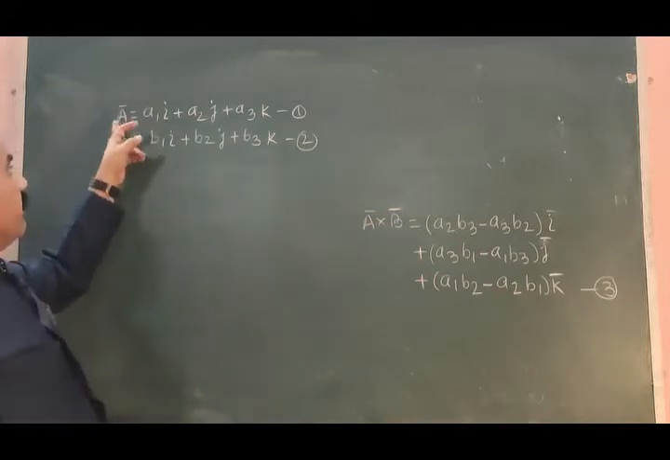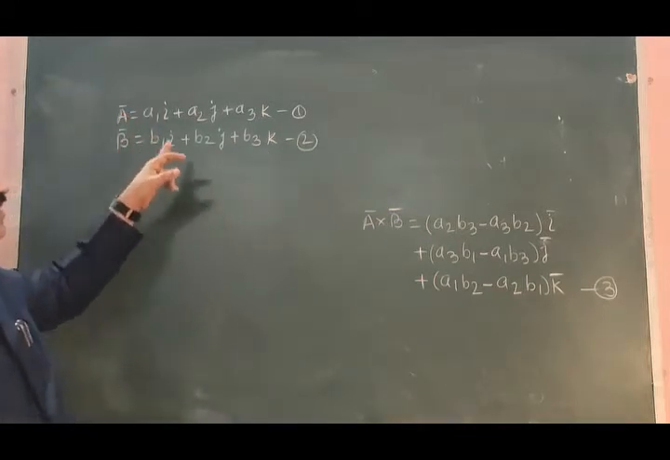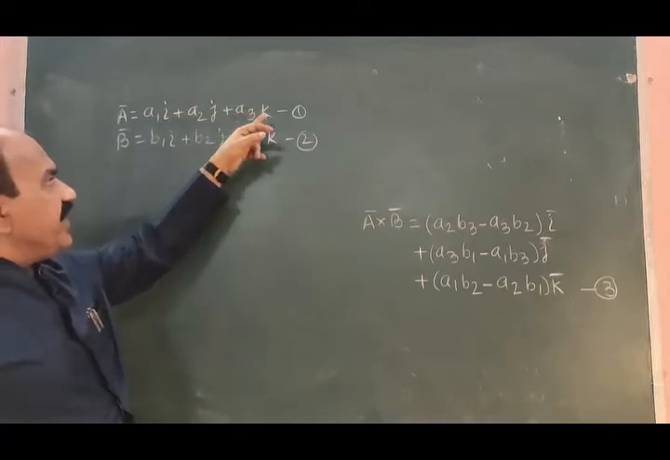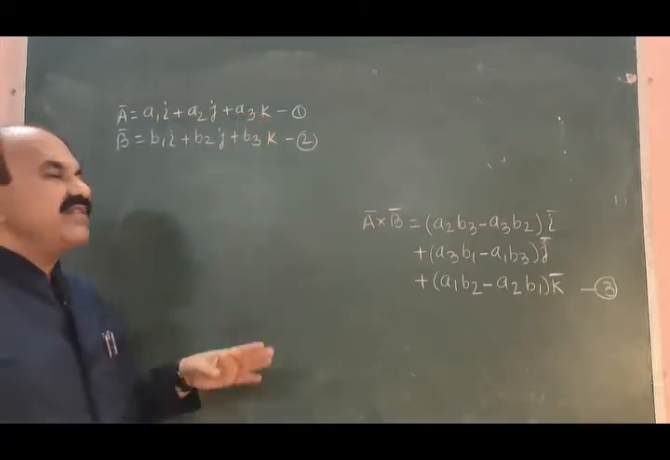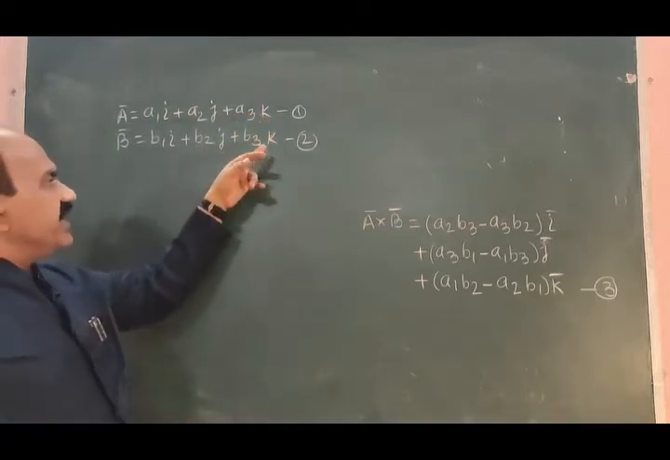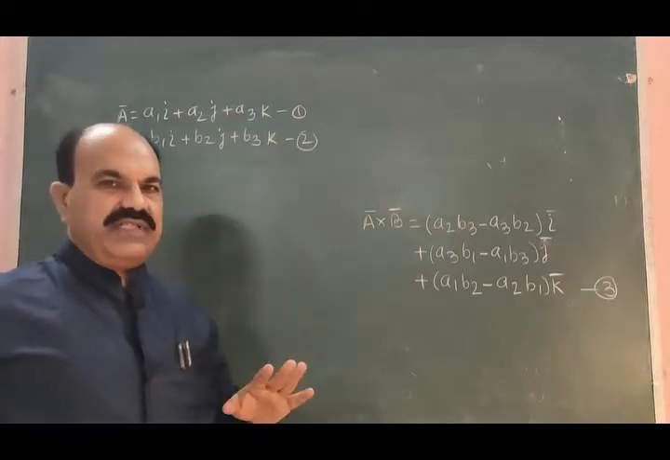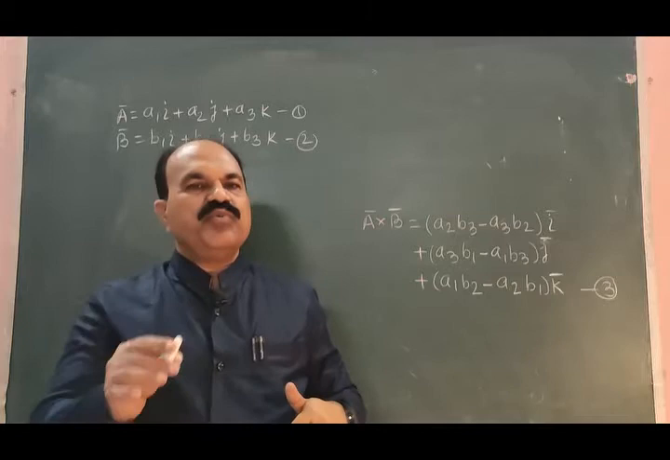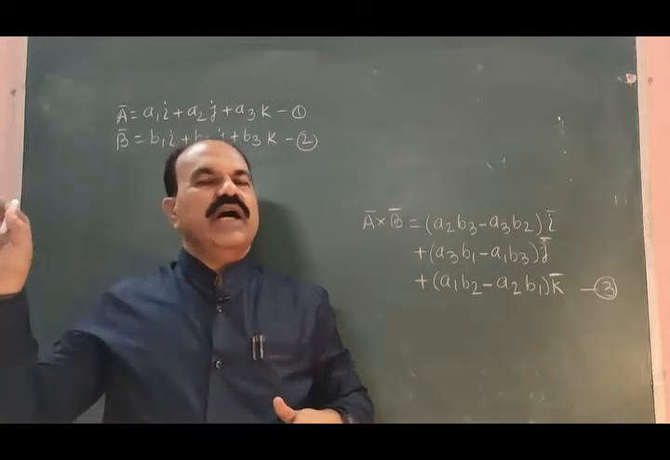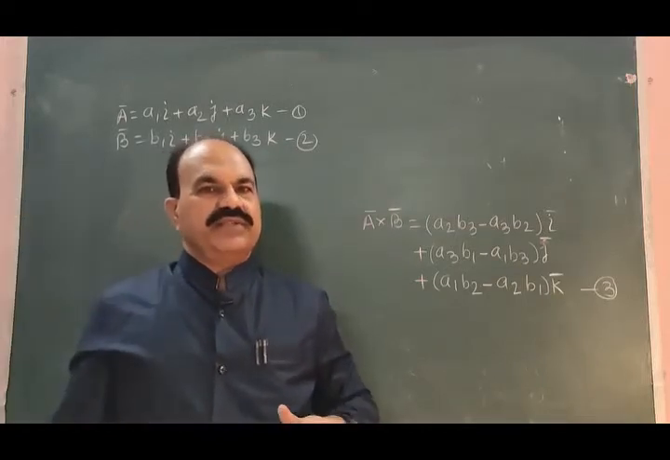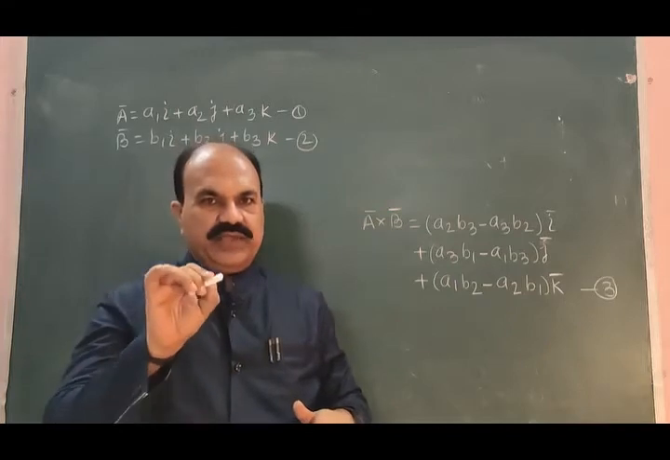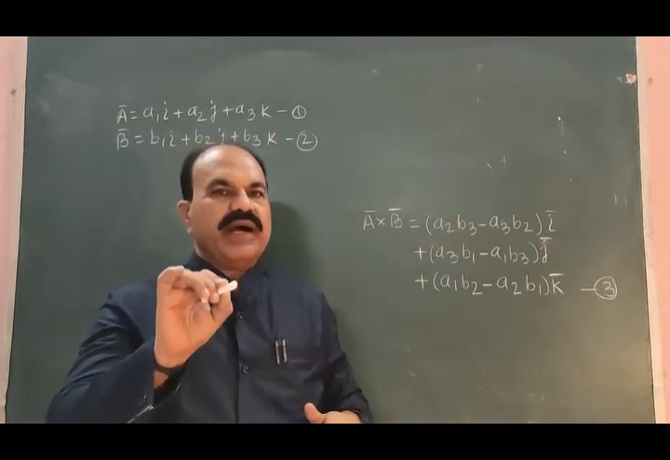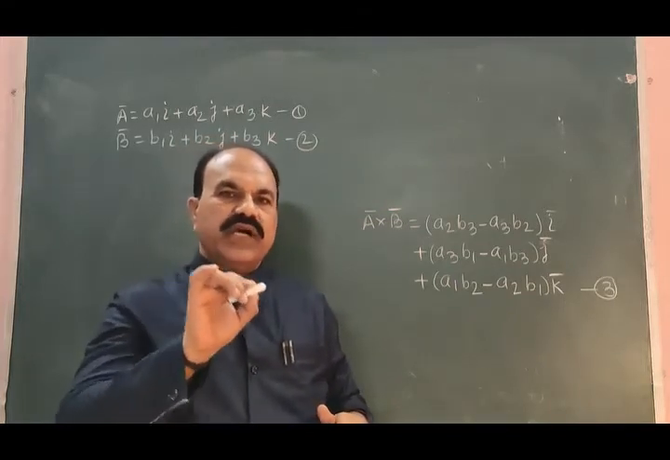Here I have given a bar to represent vector. This I, J, K, these are also vectors. Henceforth, I am not going to put a bar or arrowhead on the letter for vector. You put it. Don't forget to put a bar or arrowhead on a vector.